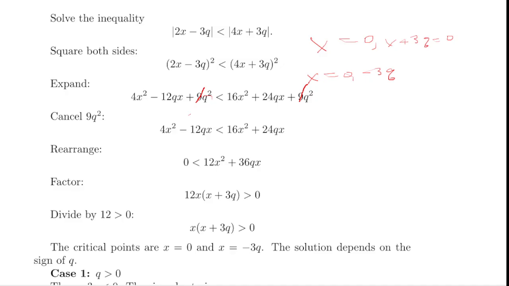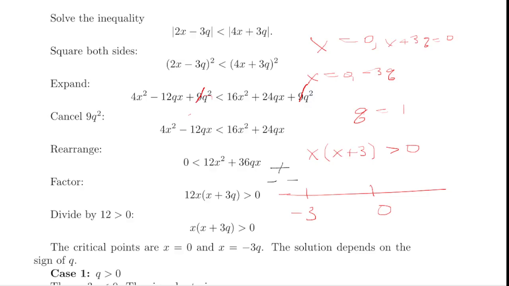And let's see what happens. So we have x times x plus 3 is greater than 0. If we draw a number line, the critical points will be negative 3 and 0. And then we just need to test it. Let's say x is negative 4. We have negative 4 times negative 4 plus 3, which is also a negative. So that's going to give us a positive when you multiply two negatives.